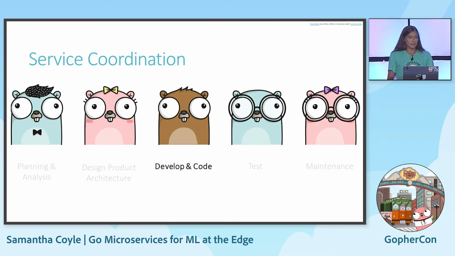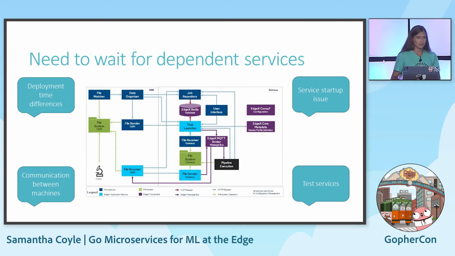So that brings us to the fun part, which is develop and code, right, of our software development lifecycle. So this brings us the need to wait for our dependencies and those dependent services. We had a few different considerations with respect to maybe there are deployment time differences across the installation in a laboratory versus the installation maybe in the cloud. We wanted to be mindful of, are there communication issues between those machines? We mentioned there was a firewall rule restriction, so would there be any other things we didn't anticipate?